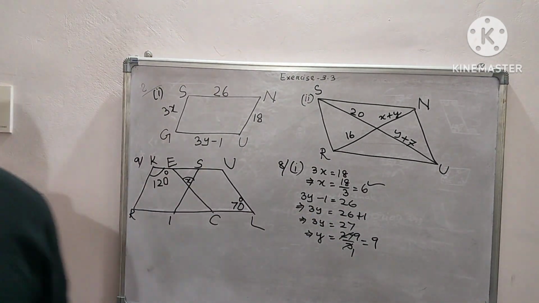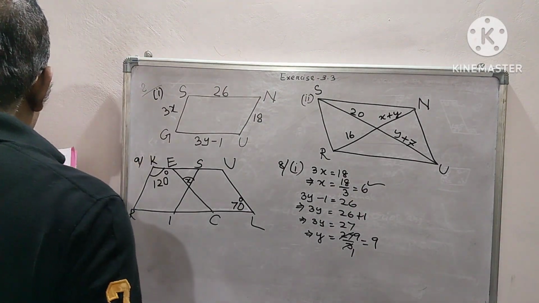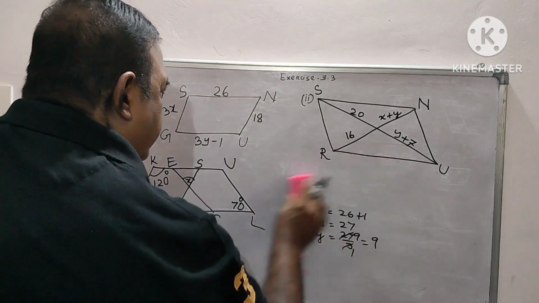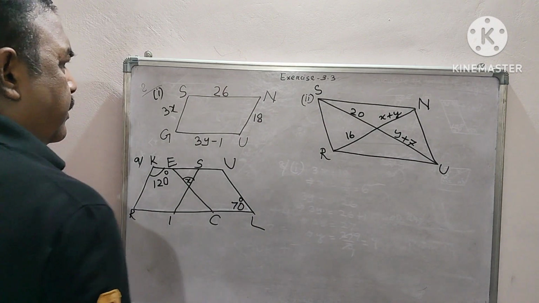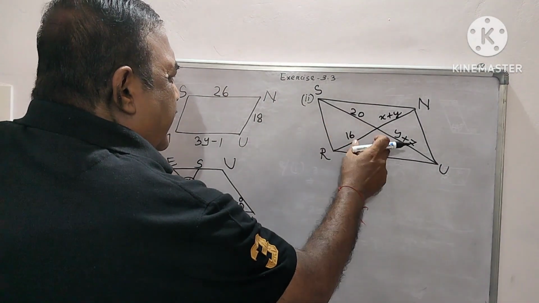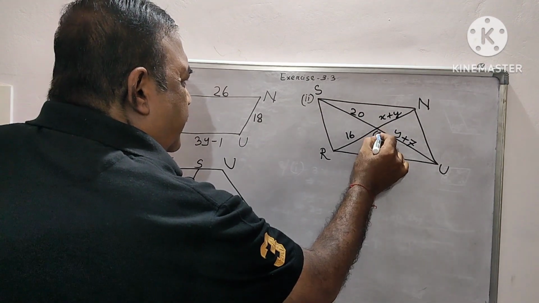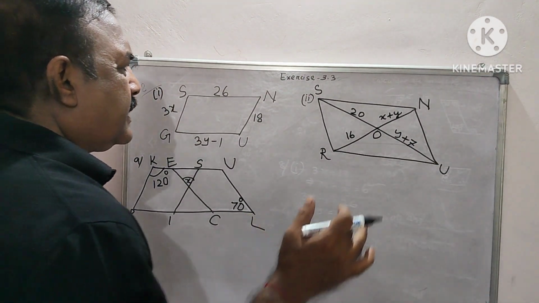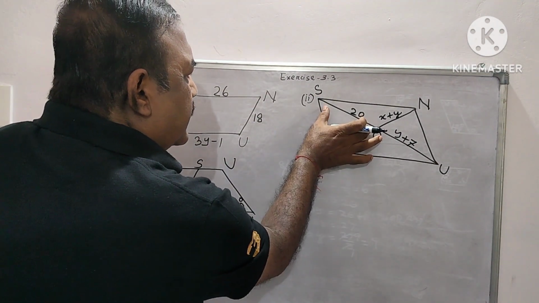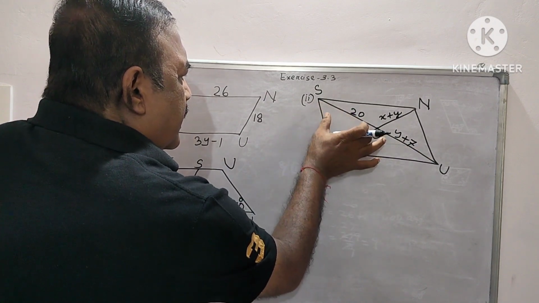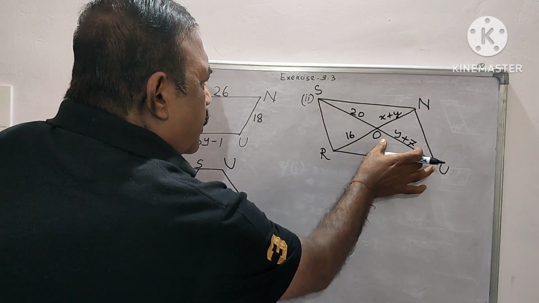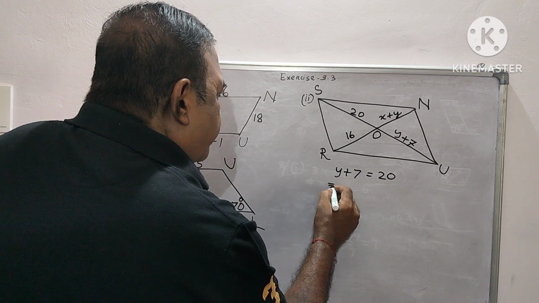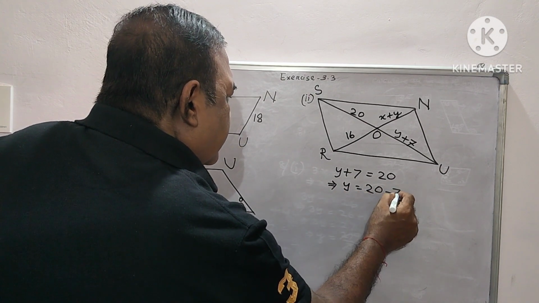So this is over. So already we got the value of x and y. In way 2, you see here, these are the diagonals and this is the point of intersection, let it be O, and the parallelogram is RUNS here, and we know the diagonals bisect each other. So this length will be equal to this length, that means the length of SO is equal to length of OU, that means y plus 7 is equal to 20. So that implies y is equal to 20 minus 7, that is equal to 13.